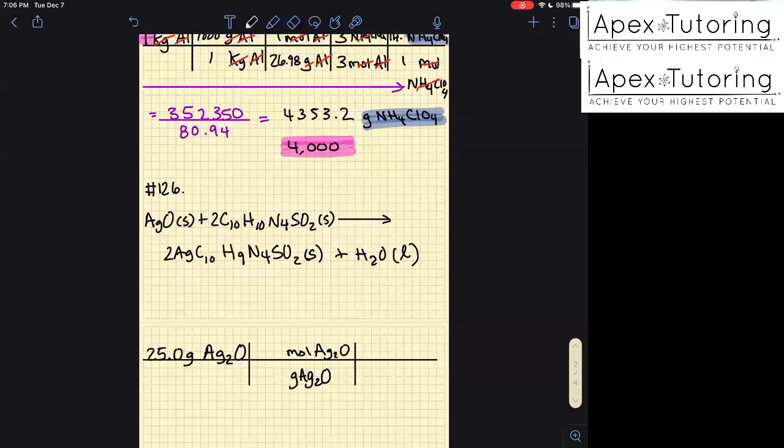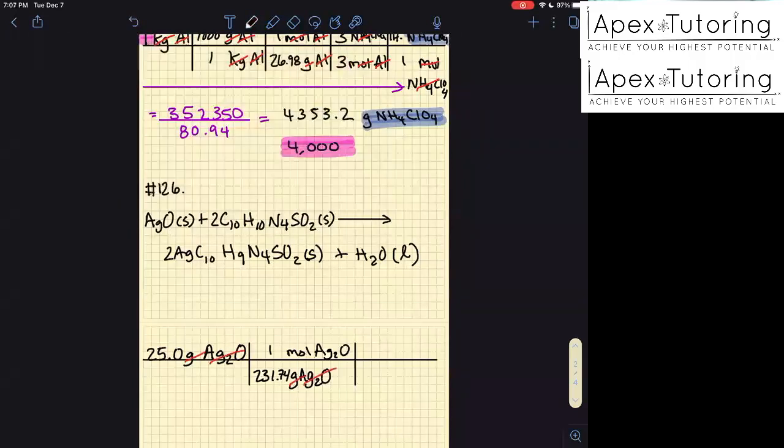What number goes on bottom? We have to add it up in the periodic table. Okay. What'd you get? Is it 231.74? Perfect. And what number goes on top? One. Good. And what should we do now? Cancel. Perfect.